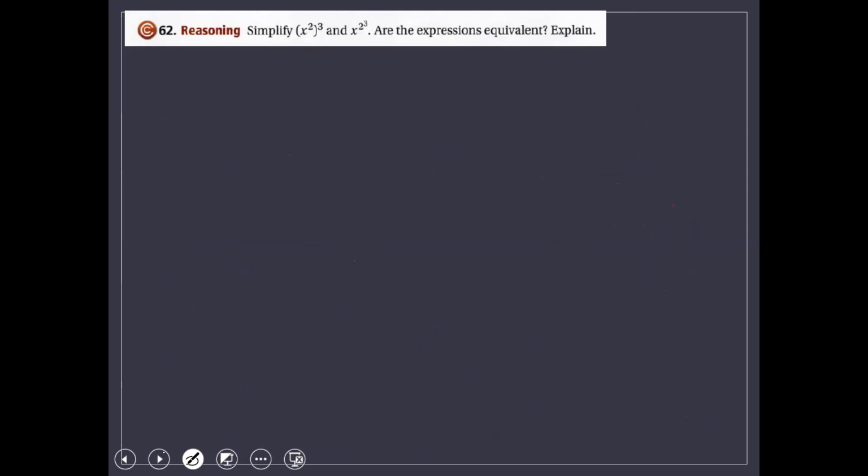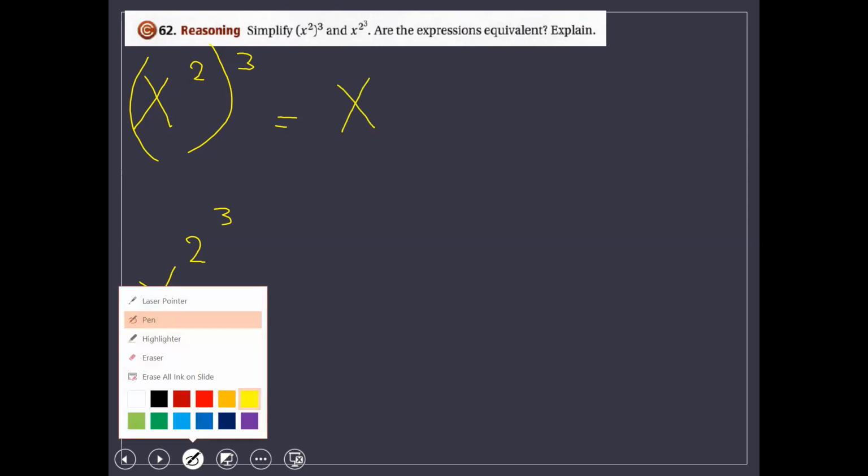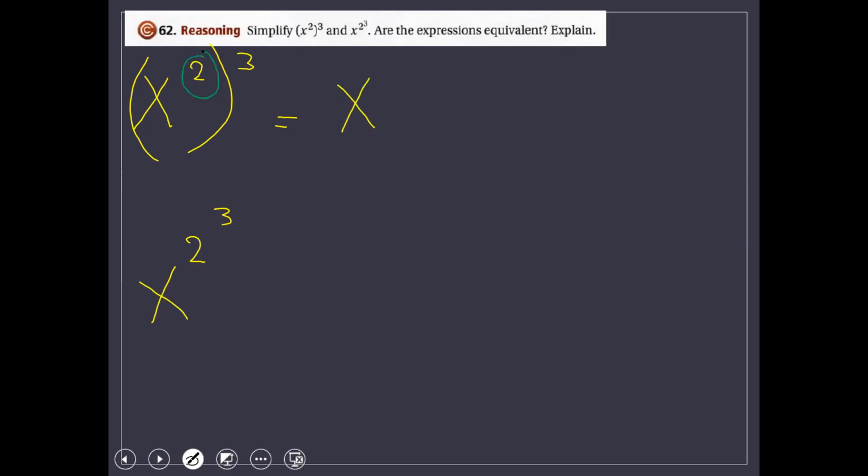If you simplify x squared raised to 3, and if you find x squared and this 2 is raised to 3, to the power 3. Are these expressions equal? Let's see. For the first one here, it is a power raised to a power. So I will multiply them. So it will be 2 multiplied with 3, and the answer is 6.